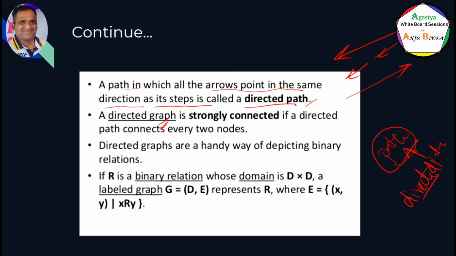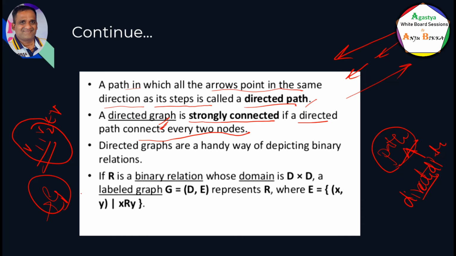A directed graph is strongly connected if the directed path connects every two nodes. So if we take any two nodes V1, V2 belonging to V, and there is a directed path between these two elements, then the directed graph is called a strongly connected graph. That is the second one.